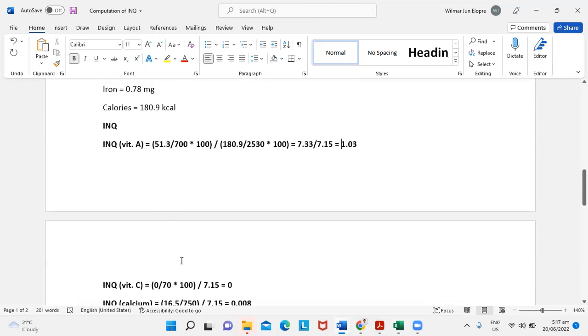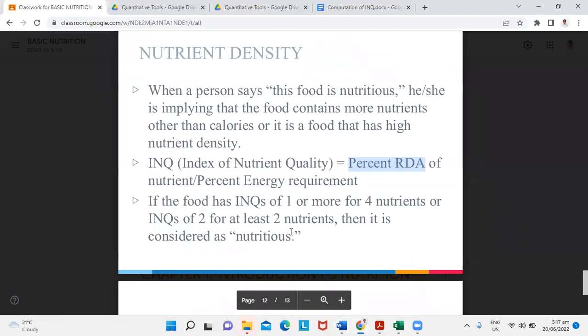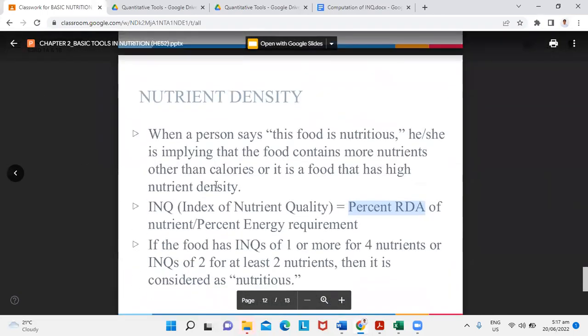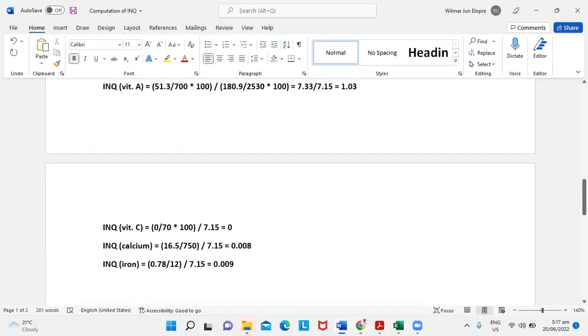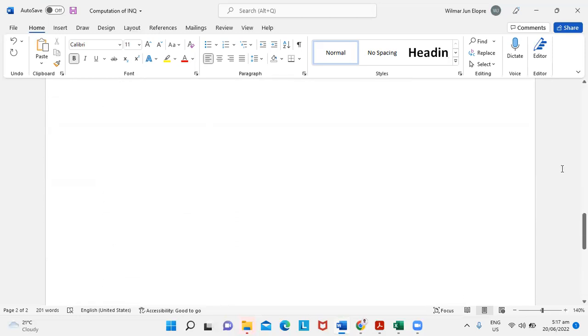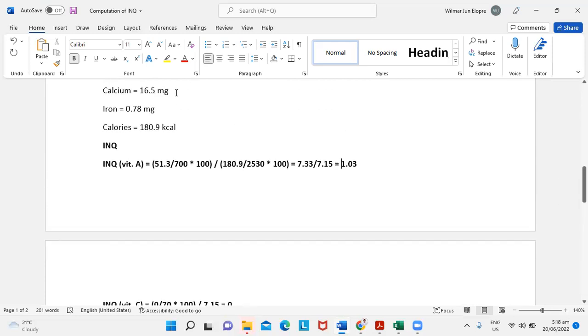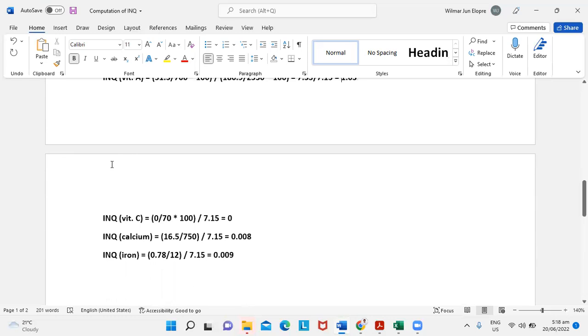Kay, based sa atong computation here, isa ra ang nutrient nga niabot og 1. The rest kay below na 1. And remember, unsay criteria diri, if the food has INQs of 1 or more for 4 nutrients, or INQs of 2 for at least 2 nutrients, then pwede siya maingon nga nutritious. Okay? So, yeah, I guess that's all for my explanation no, of the topic. So, please just, you know, kamo na lang mag-practice, no? Unsaon ni siya pag-compute. Okay? Anyways, all of the needed information will be given no, during the exam. So, dili na kaayo mo mag-memorize. Okay? I just want you to know the formula and how to interpret the derived INQ values.